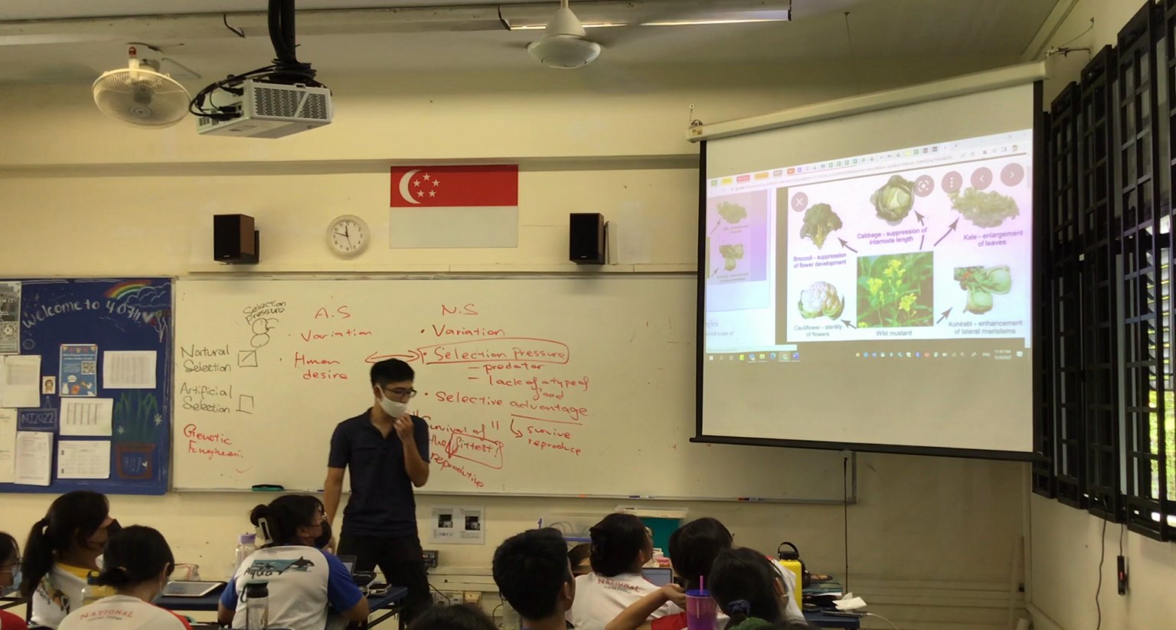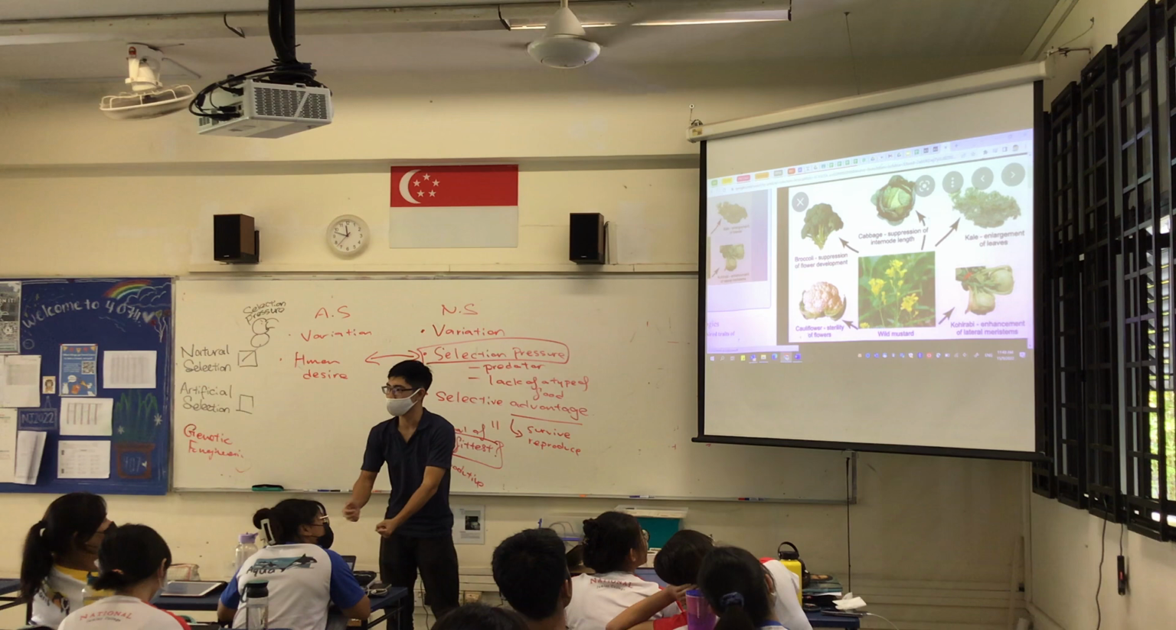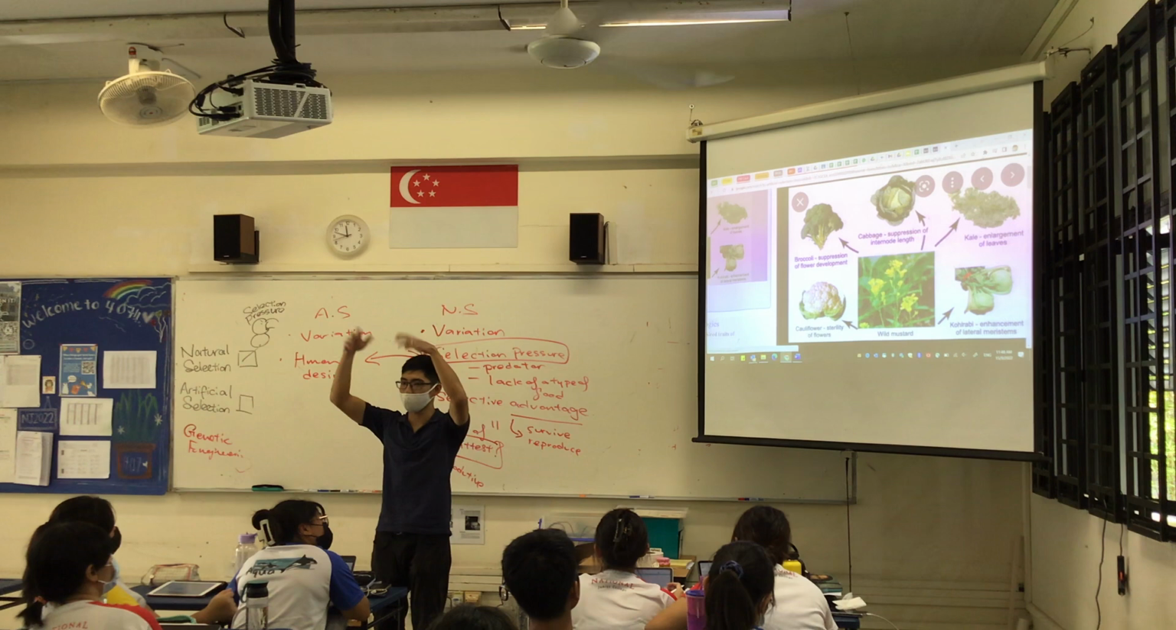Flower, kale, they are actually all the same plant, just selectively bred over many generations into different breeds. Like all your dogs, different breeds, right? All came from the ancestral wolf. We did the same for this wild mustard plant.